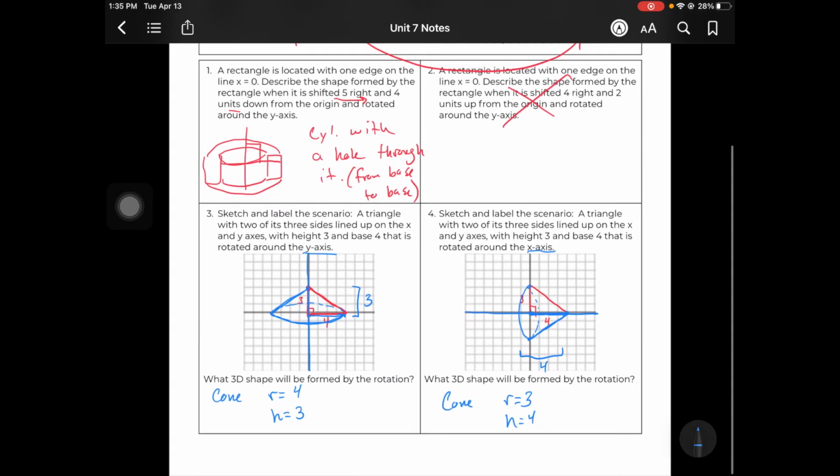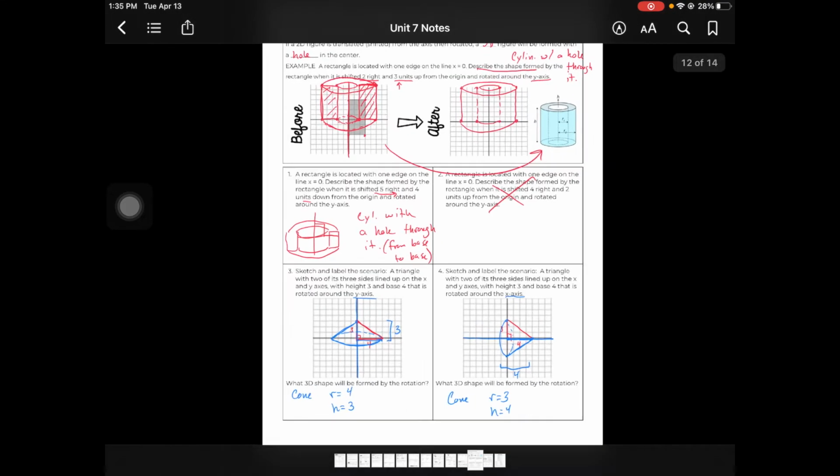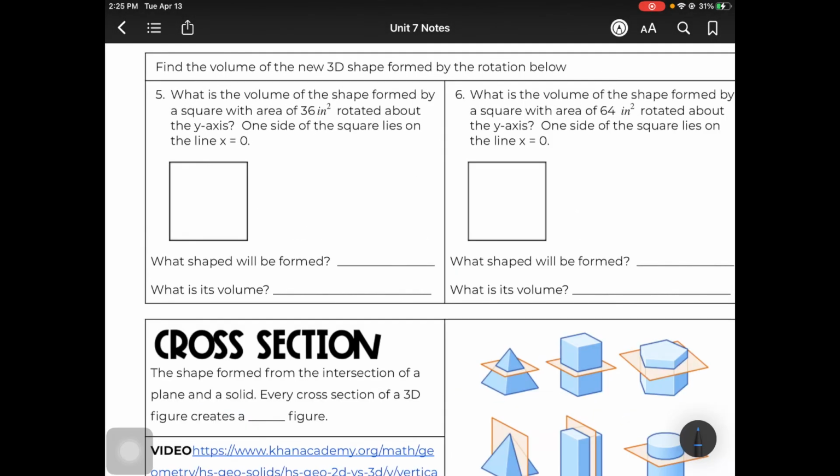Okay? So again, there's that video link I talked about a second ago. Check the Canvas assignment where you see these other links after this video. Make sure you click on those to watch those other videos that kind of explain that rotation of a 2-dimensional figure around an axis, getting a 3-dimensional figure.